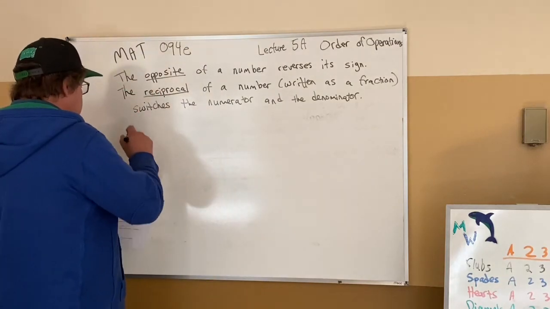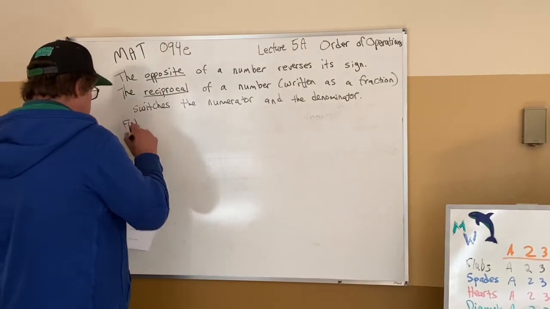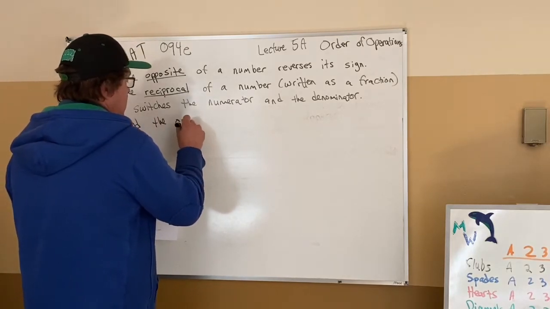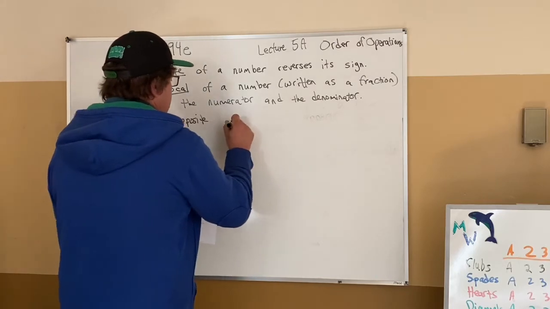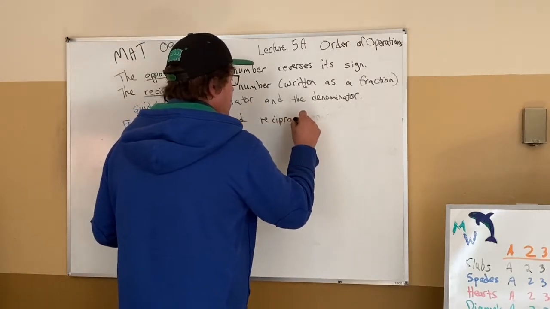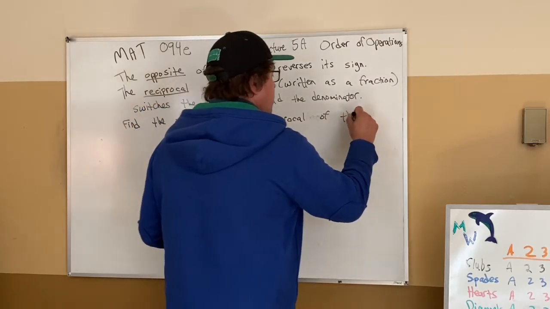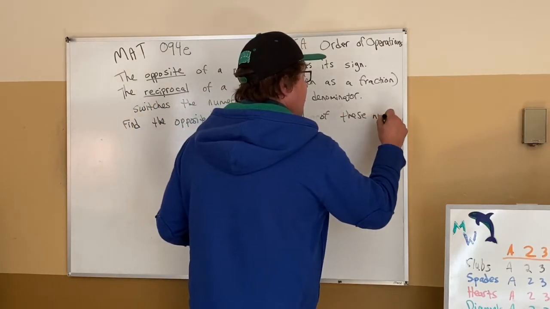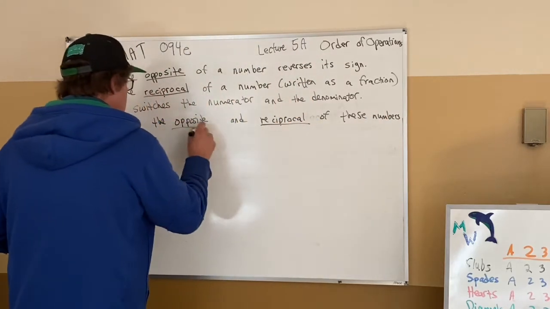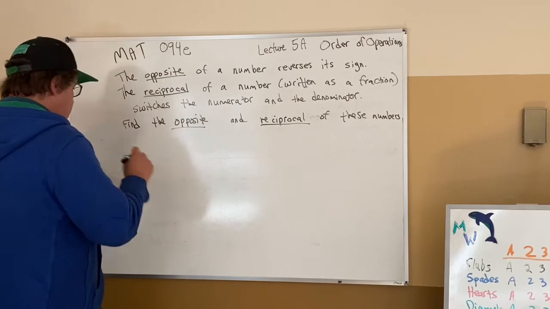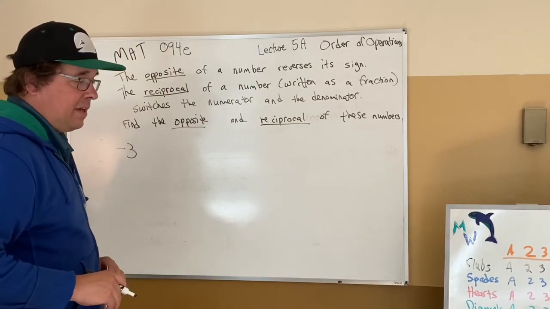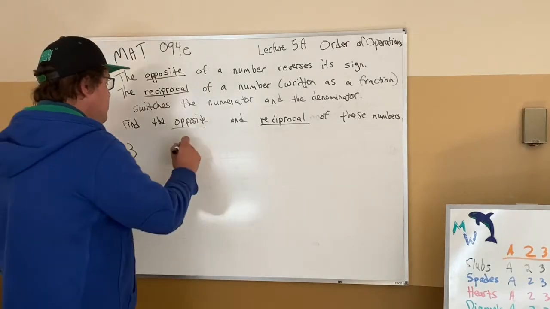So let's find the opposite and reciprocal of these numbers, and we'll put them under the term, the names as far as terms go. Okay, what I'm going to do is I'm going to push here a -3. I want the opposite of -3. I don't want it to be negative anymore, but I do still want it to be 3.